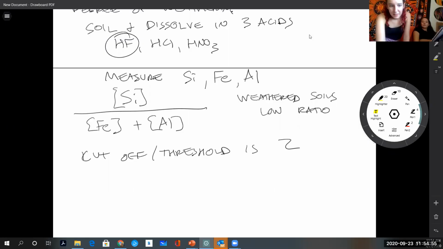I'm not quite sure. Could you rephrase the question? Yeah, absolutely. So our threshold number that we're going to use to judge how weathered a soil is for this ratio is 2, right? That means we got 2 times as much silicon as we do iron and aluminum, right? And so my question was, why the number 2? Why is that kind of a key threshold number?